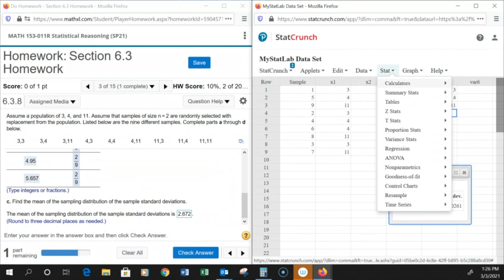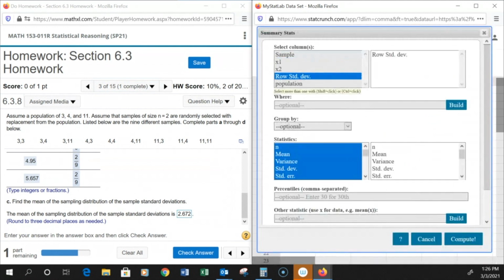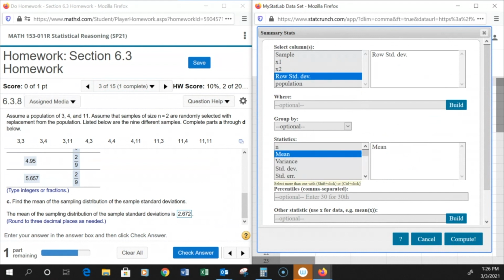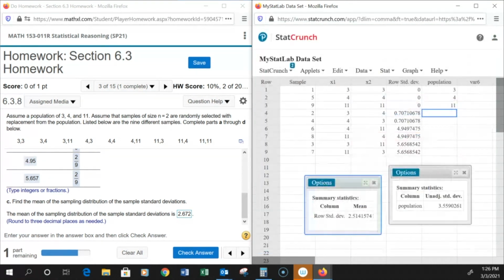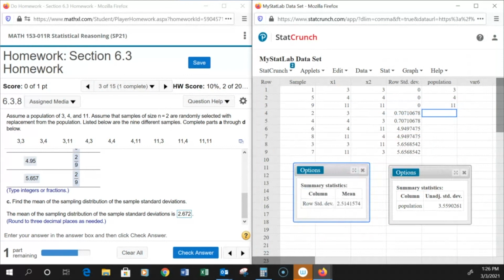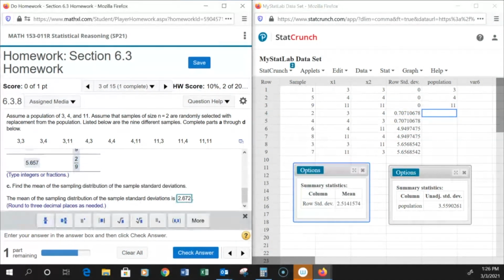What do I need to do? I need to go to stat. I need to go to summary stats. These data are in a column. It's the standard deviation column. I want the mean of the standard deviations. Still not the same, right? 2.514. I like that a lot better.